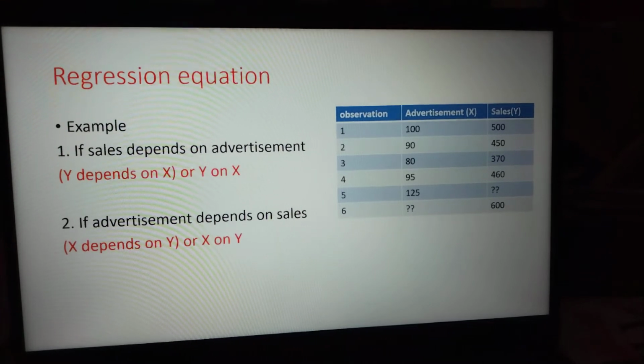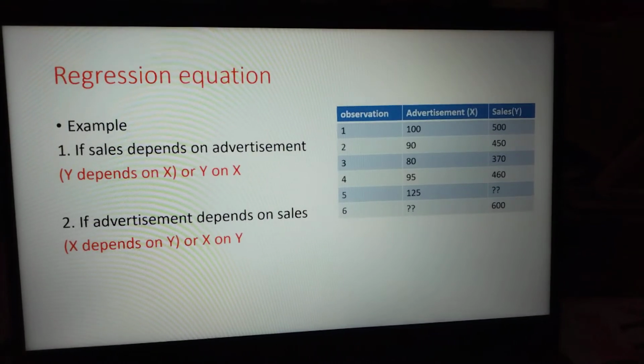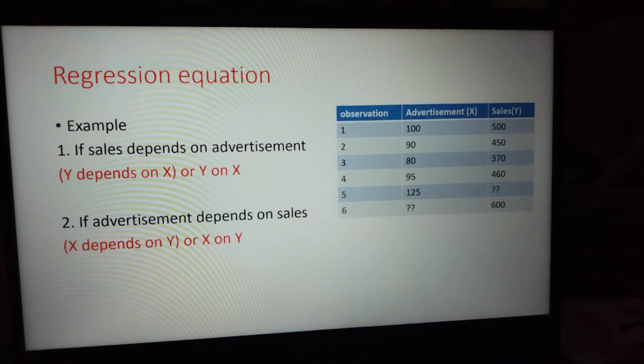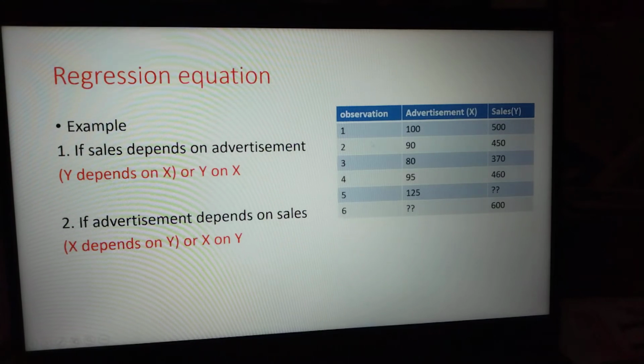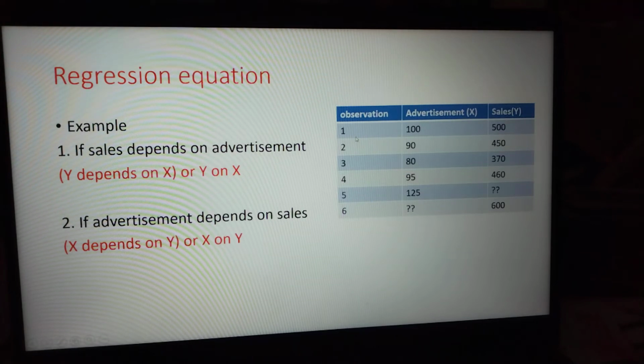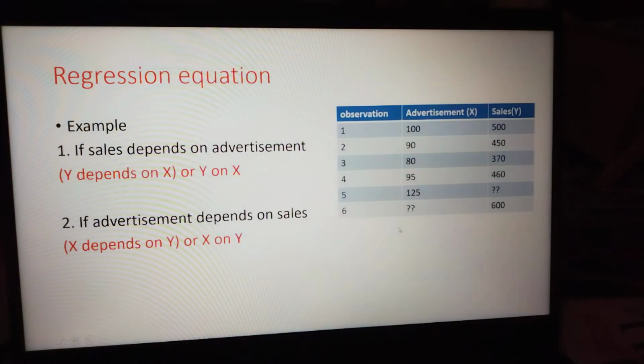Now in your module you have to learn about the 2 lines of regression. So I have given an example. With the help of this example you can understand 3 things. First, what will be the dependent variable, what will be the independent variable, and what will be the 2 regression equations. In regression analysis there are 2 lines of regression equation. So with the help of this example you can understand these things also.